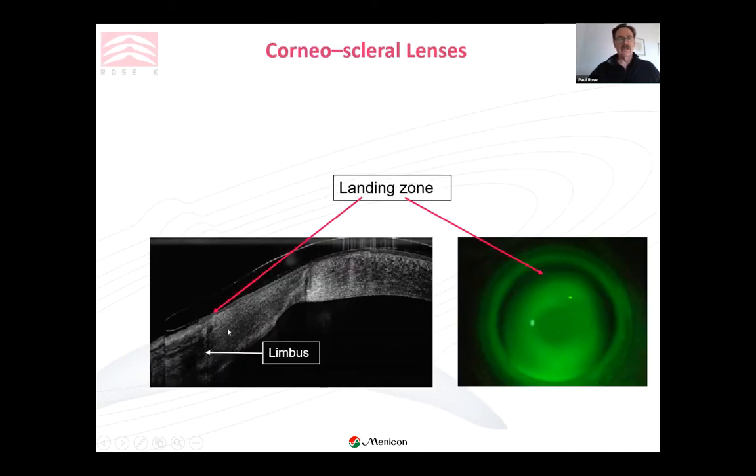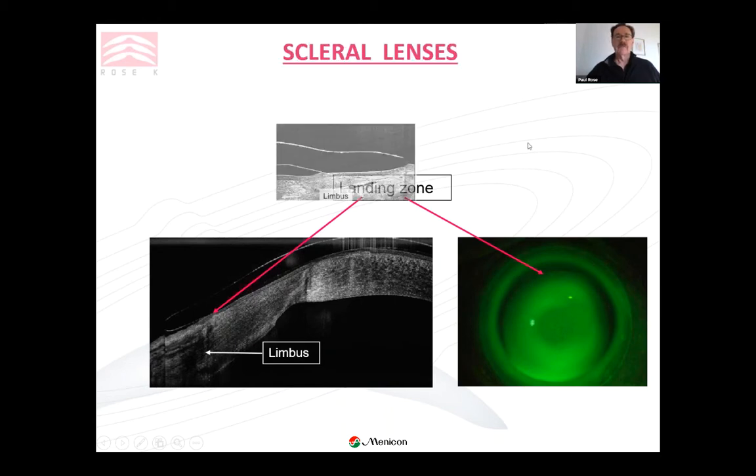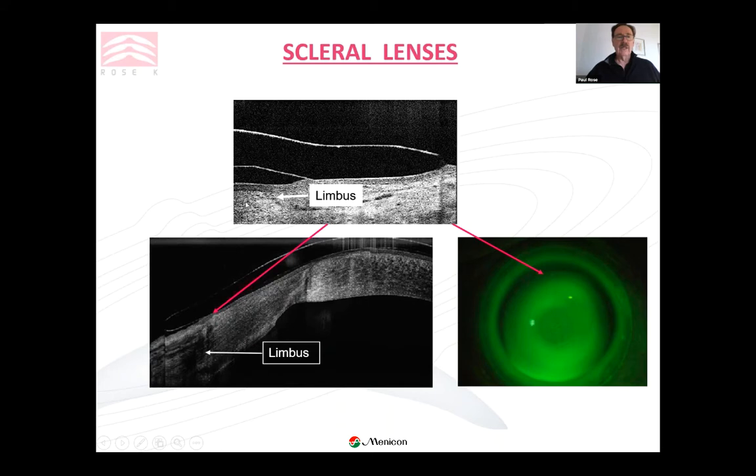If we look at corneal scleral lenses, you can see here quite clearly, here's the limbus, that the landing zone is just inside the limbus. People have said to me, aren't you concerned with that? Initially, perhaps I was a little bit, but it has not been any problem at all. And many thousands of fits of my XL design has not caused any problems to those limbal stem cells. So you can see the bearing zone here inside the limbus. And you can see it here again.